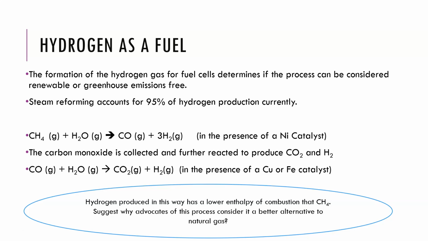Advocates of this process consider it a better alternative to natural gas, i.e. using the hydrogen here. And I want you to think of reasons why they might consider that. So think about the role of methane in global warming, capture emissions of cells, and various other things like that, and see if you can come up with some reasons why they say that even though we're using methane to produce hydrogen, why would that be better to using natural gas to power turbines?